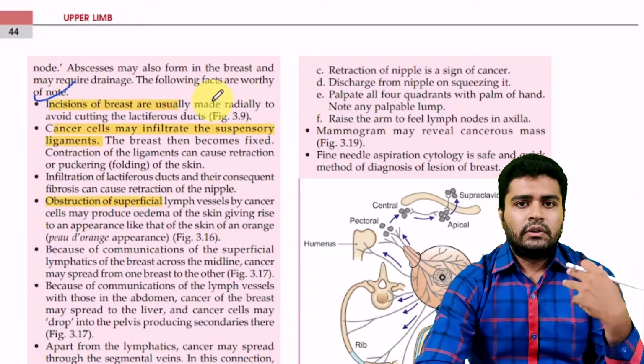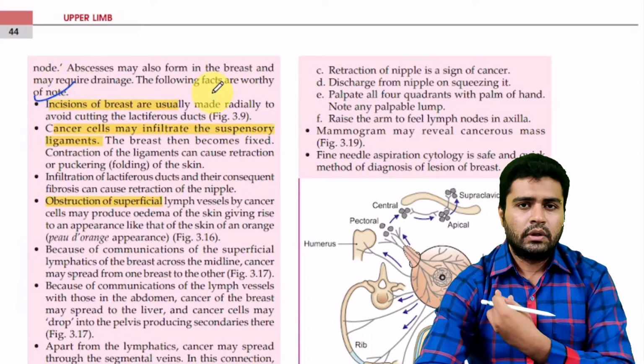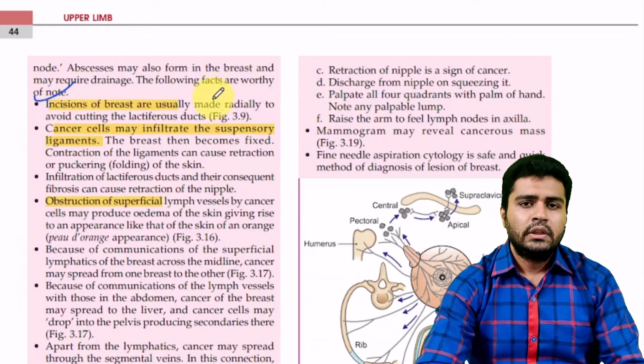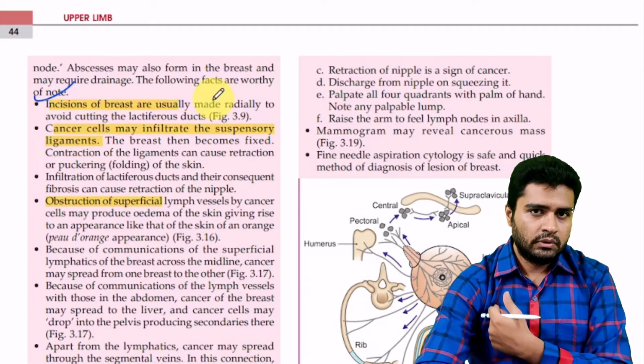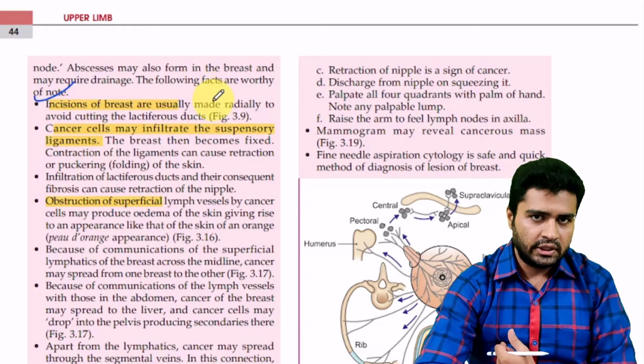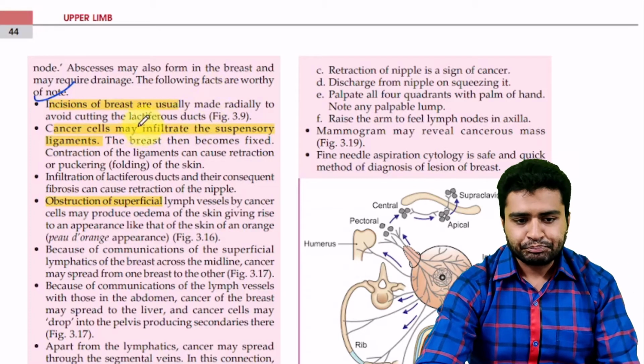Now, as we have seen, the lobes are situated radially and directed towards the nipple, so if we want to remove something from the breast, we always need to put the incision radially towards the nipple, so the multiple lobes are not cut.